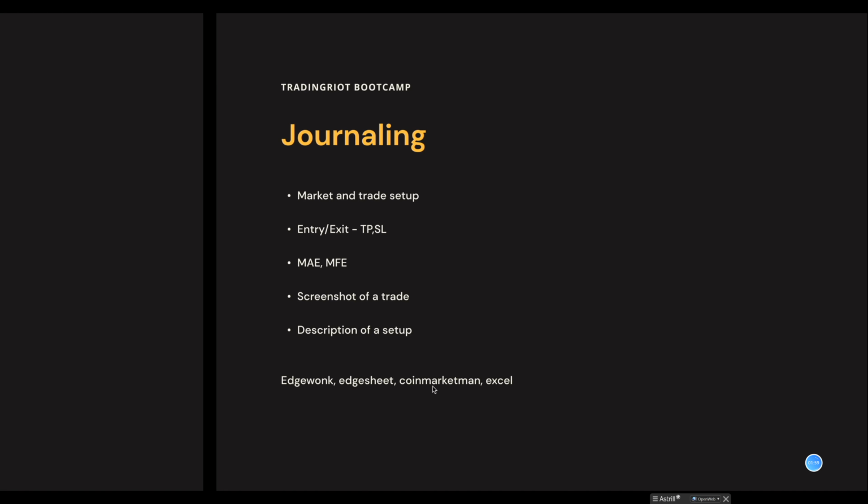CoinMarketMan goes around $50 a month, maybe a little less, but it's the most advanced one I have seen. They really have a lot of data. Edsheet is much simpler, but it's also cheaper. It's like $30 a month or something. You need to take a look at their website. And Edgewonk is $150 per year, so it's actually the cheapest one.